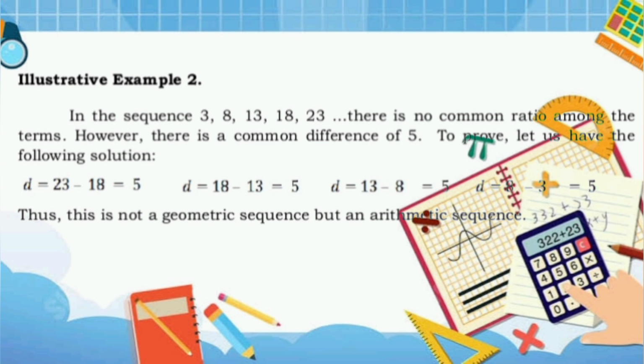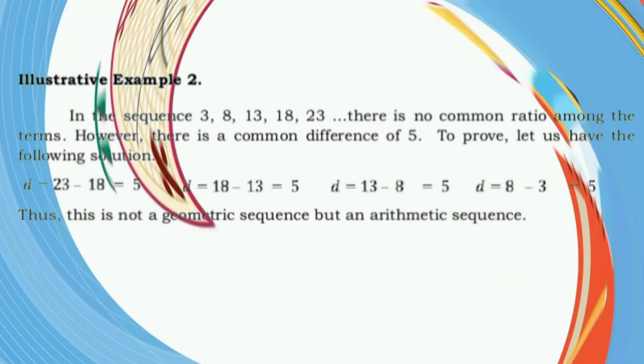Example 2. In the sequence 3, 8, 13, 18, 23, there is no common ratio among the terms. However, there is a common difference of 5. To prove, let us have the following solution. D equals 23 minus 18 is equal to 5. D equals 18 minus 13 is equal to 5. D equals 13 minus 8 is equal to 5. D equals 8 minus 3 is 5. Dahil nga nag-a-add lang ng common difference, isa siyang arithmetic sequence, hindi geometric sequence.